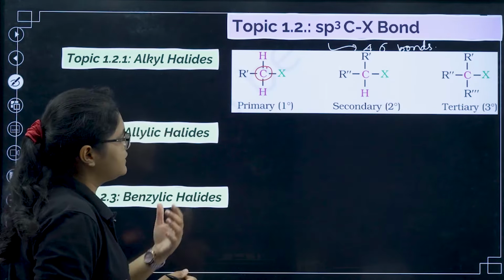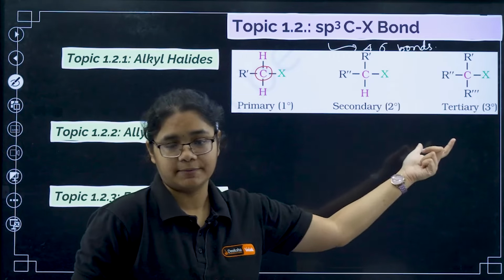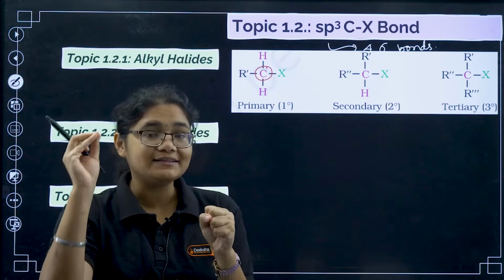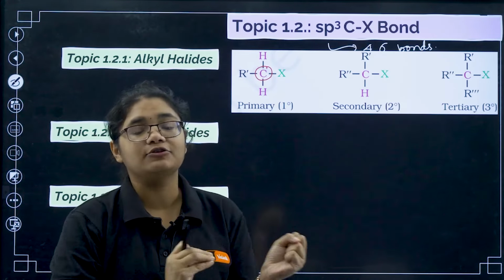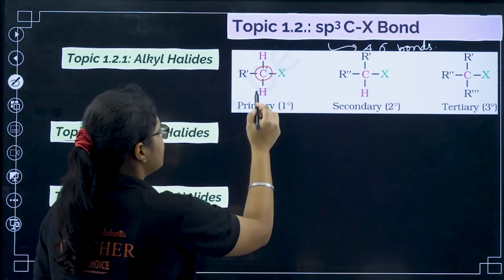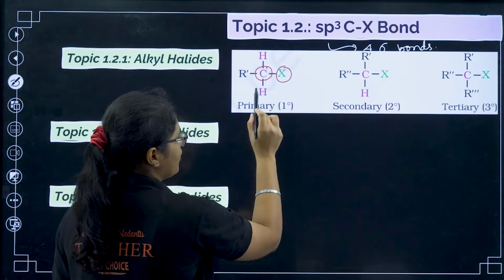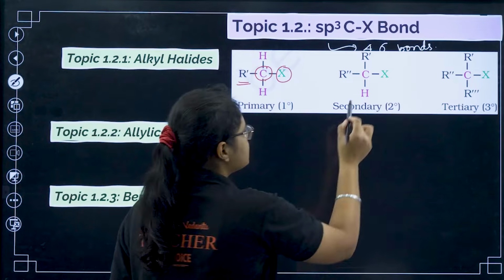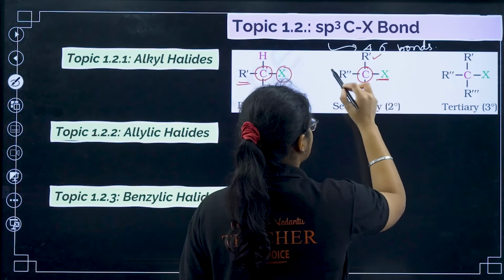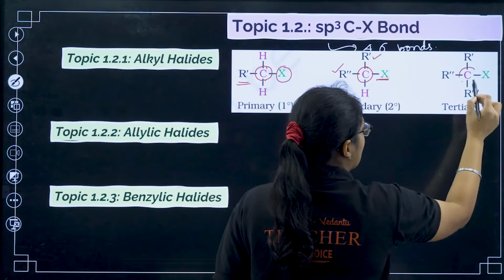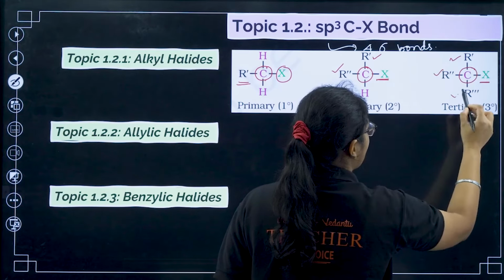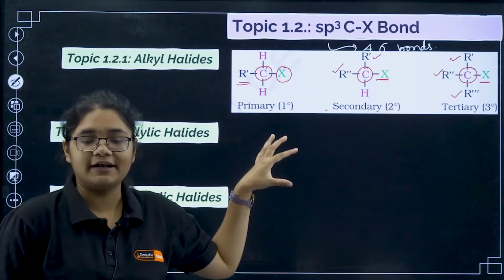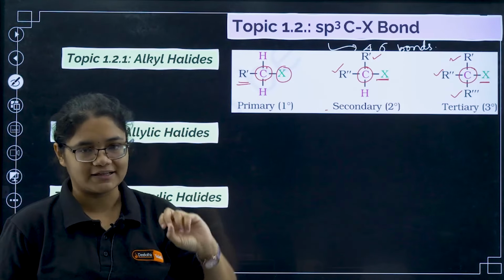Now in this you can see there is a difference: primary, secondary and tertiary. How can you decide this? Check how many carbons the carbon bearing the X group is attached to. For example, this carbon bonded to halogen is attached to only 1 carbon, so this is primary. This carbon bearing the X group is attached to 2 carbons, so it is secondary. This carbon bearing the X group is attached to 3 carbons, so that is tertiary. So alkyl halides can be classified as primary, secondary and tertiary. That is the first classification.